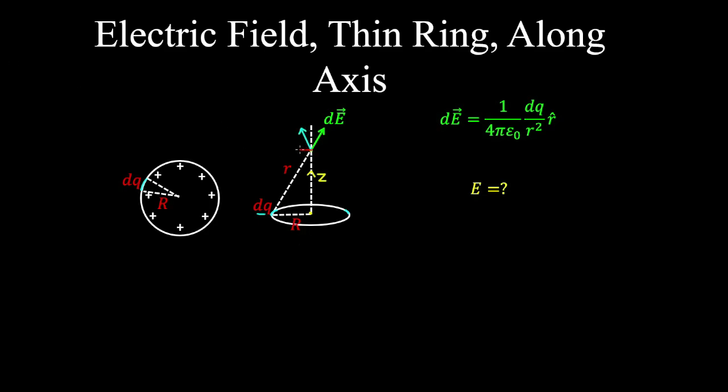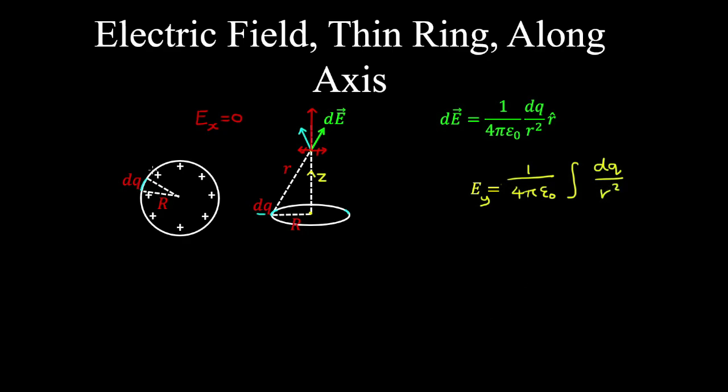So again, if we resolve these differential electric field vectors in the horizontal and vertical direction, the net electric field in the horizontal direction is going to be 0, because these will all cancel. So therefore our net electric field is going to act in the vertical direction. So we have 1 over 4 pi epsilon naught, and we're integrating with respect to the charge.